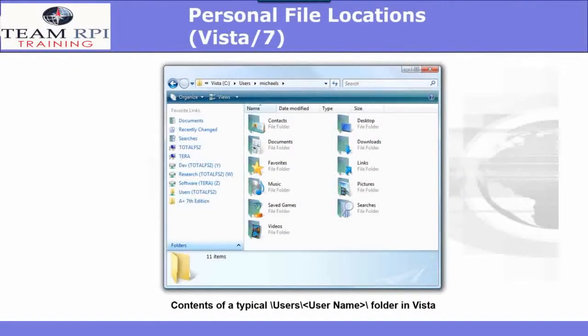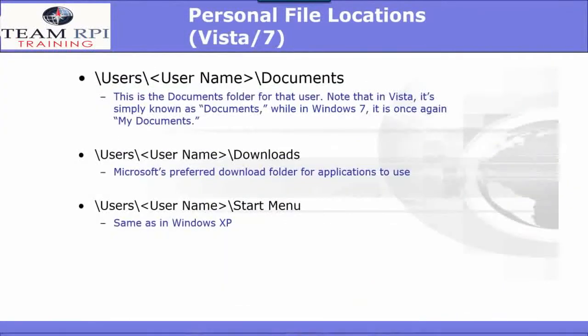Here we see the contents of a typical user folder in Windows Vista. Notice the navigation slightly changed. Now we've navigated to Users and then selected a username like Michael's, and it'll show you the contents of my user folder. Now, if you don't want to see all of the file directories, you can just navigate to the specific folder that you're looking for, whether it be Documents or Downloads.